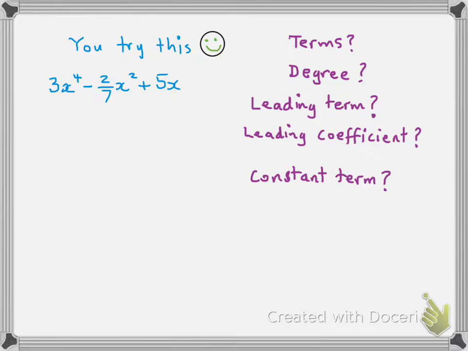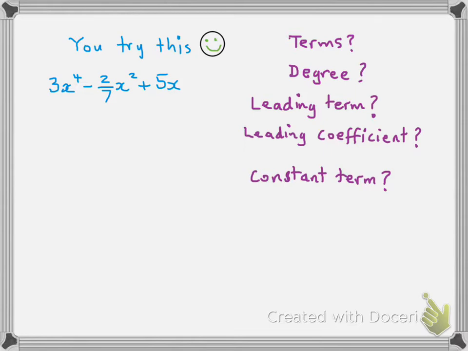So why don't you try this yourself? Figure out how many terms there are in this polynomial, the degree of this polynomial, the leading term, the leading coefficient, and the constant term. What you should do now is pause this video and try this example, and when you have finished, you can continue the video to compare what you did with what I have done. So go ahead and pause the video now.